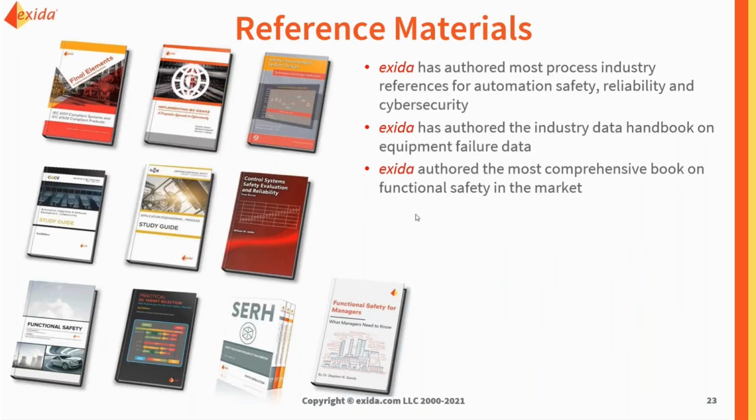I always encourage people to use our website because there's a lot of free material on that. These webinars are recorded as YouTube videos that are available through the website. There's also these reference books. And if you are going to go on and do CFSE or CFSP, I highly encourage you to get the study guide as well as this practical SIL target selection book. And if you're doing SIS design, then I recommend having this safety instrumented system design book. It's very, very useful. There are also white papers and case studies that are free and available.